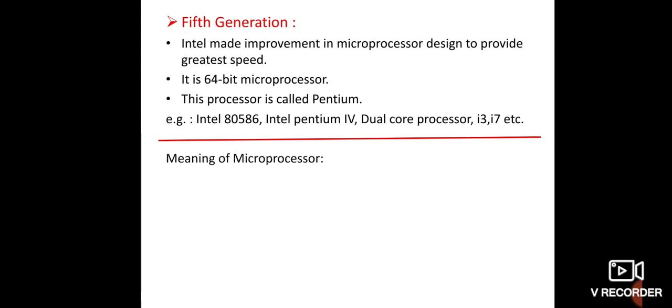Now see, what is the basic meaning of microprocessor? What is the actual meaning of microprocessor? You know what is the meaning of micro? Micro means small, tiny. And processor means to process something, to process the data.